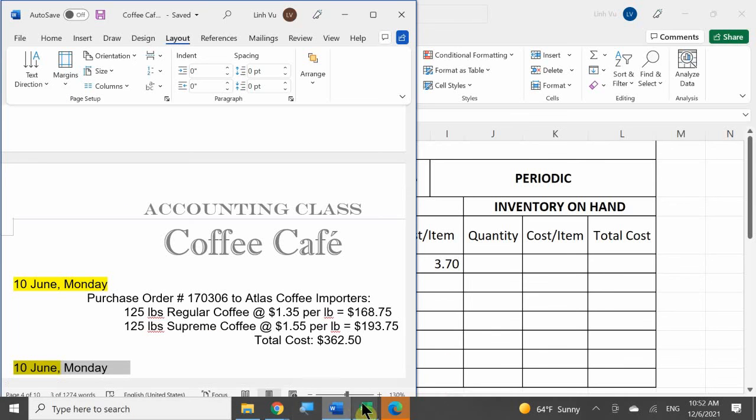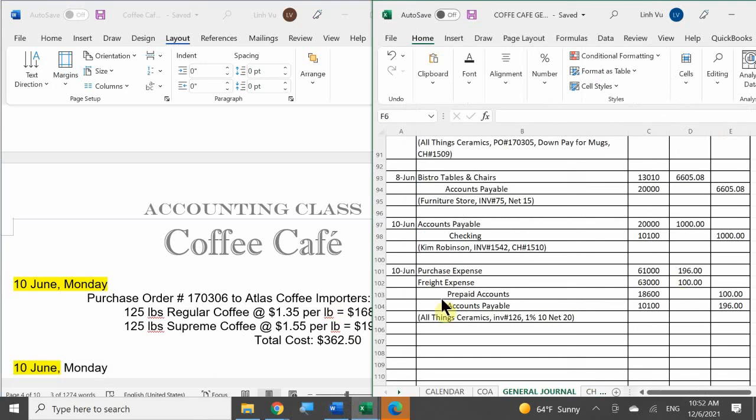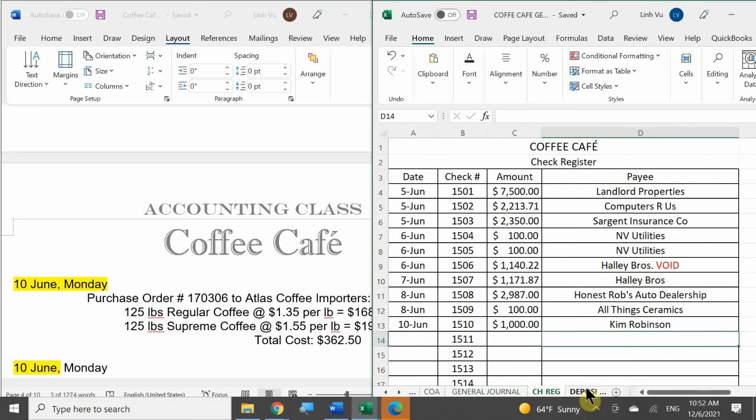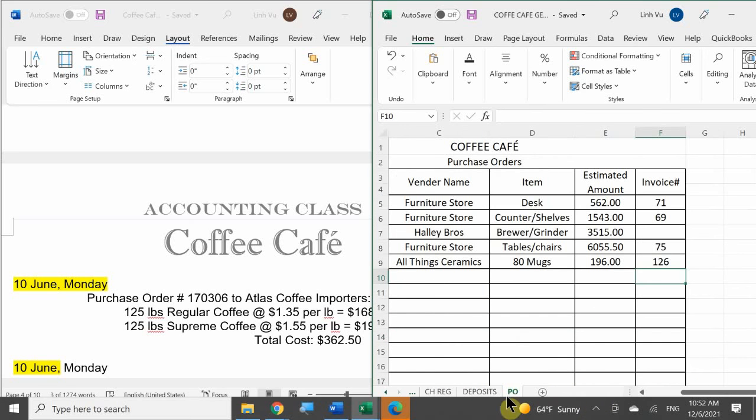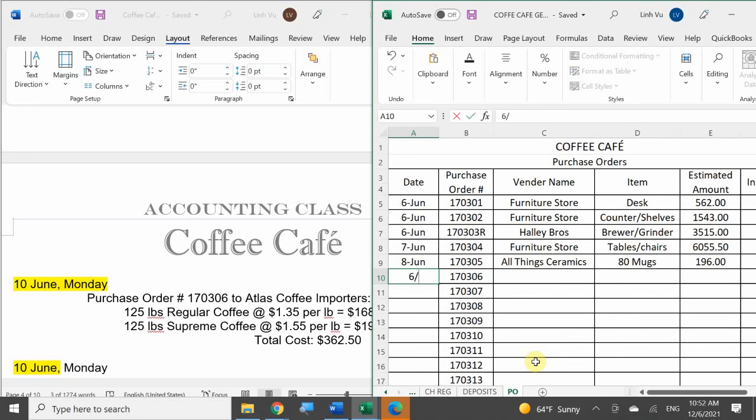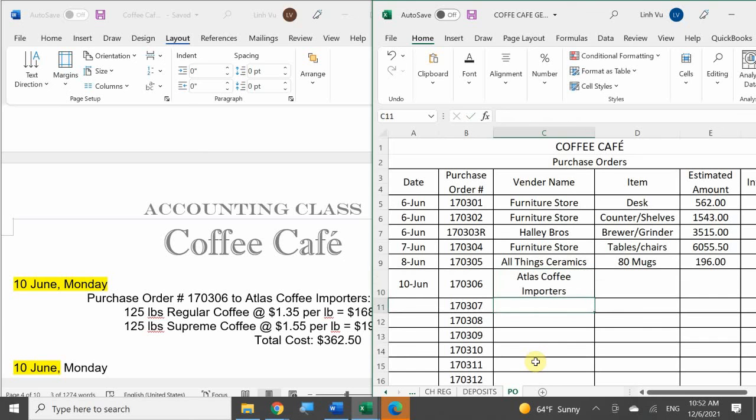So in this case, this is a simple purchase order. Do I need to journalize it? No. All I'm doing here is I'm just requesting that I buy these inventory items. So, purchase order, it is the 10th still, okay? And I bought this from Atlas Coffee Importers, okay? All right.